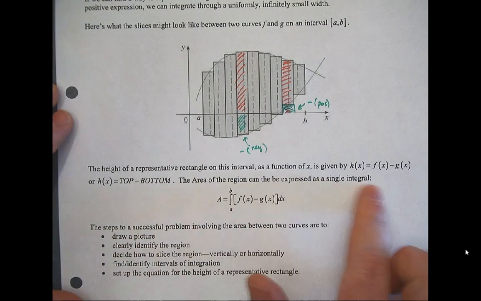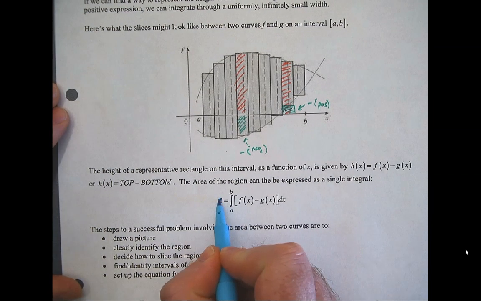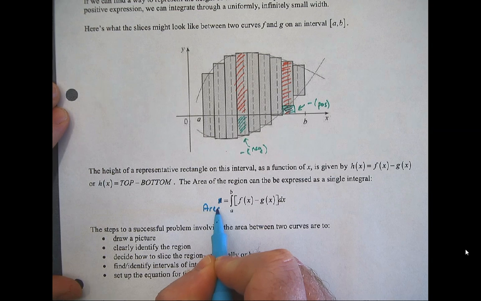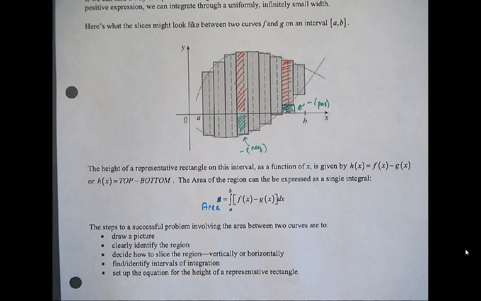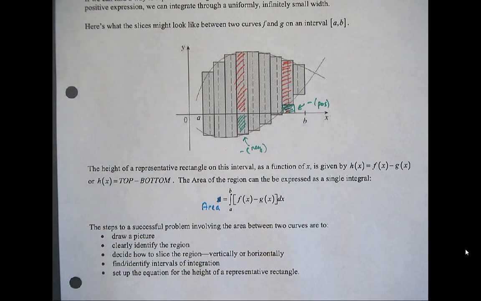All right, area of the region. He talked a little bit about this. I agree. We shouldn't call that A. We should call that area. I know it seems like a minor detail, but remember, we're going to use big A to represent anything that we store in our calculator. So we don't want to get those two things confused.